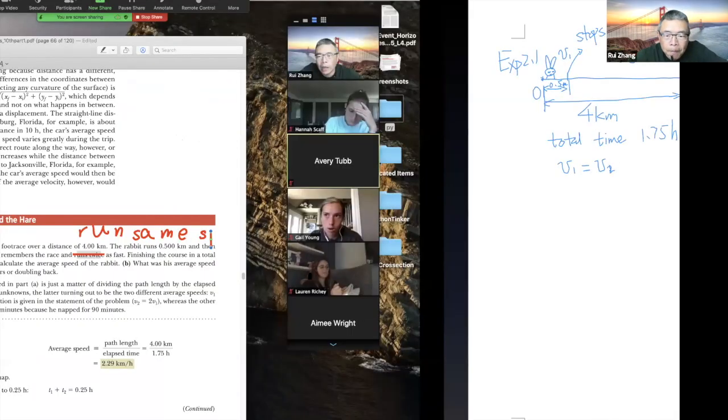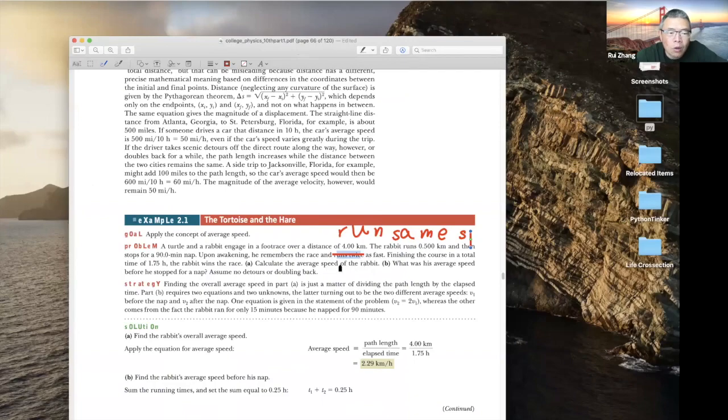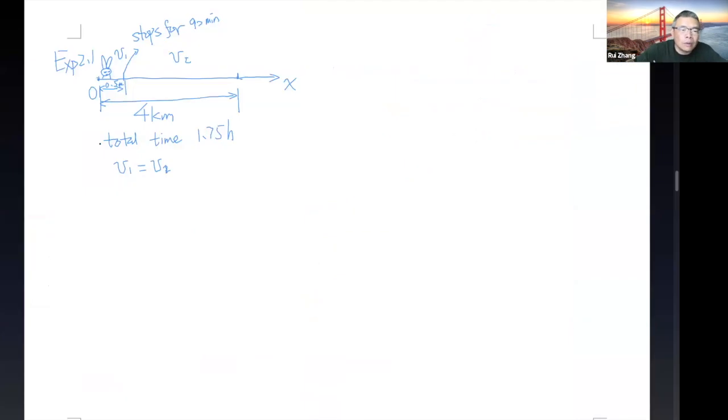Let's also see what is asked for. Calculate the average speed of the rabbit, and the average speed before it stopped for a nap. So part A is the average speed, which I'll call V, basically for the whole motion. Part B is the average speed before it takes a nap, so it's going to be V1. So we're looking for V and V1.